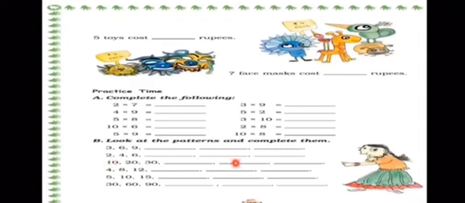2 5s are 10, 2 6s are 12. Now 10, 20, 30, 40, 50, 60. This is the table of 10. Now over here the table of 4. 4 1s are 4, 4 2s are 8, 4 3s are 12, 4 4s are 16, 4 5s are 20, 4 6s are 24. Now 5 1s are 5, 5 2s are 10, 5 3s are 15, 5 4s are 20, 5 5s are 25, 5 6s are 30.